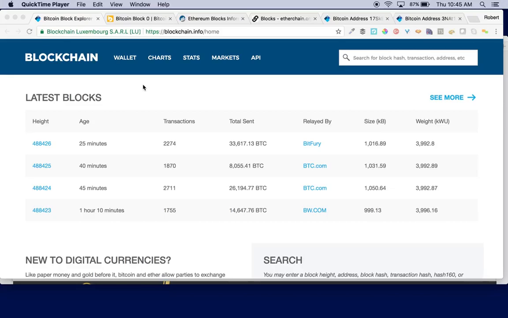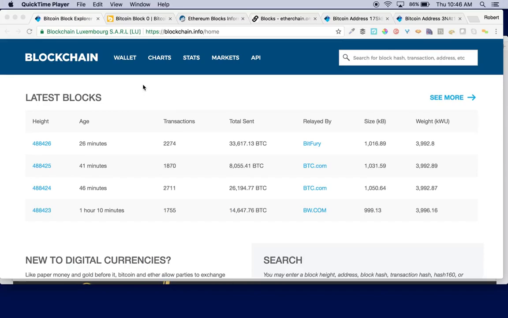So first, we'll go to this blockchain explorer and see that there is a height column which indicates the number of blocks in this particular blockchain. It's nearing 500,000. These blocks are created approximately every 10 minutes, and there's a transaction column that shows how many transactions are included in each block, as well as the total sent, or the amount of Bitcoin that was transferred in each of those blocks. Finally, you can notice that there's the relayed by column, which is essentially the miner or mining pool that created that block.